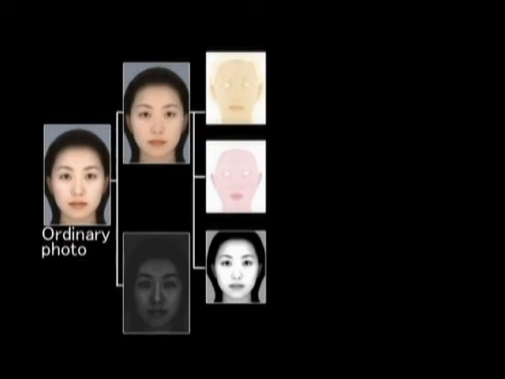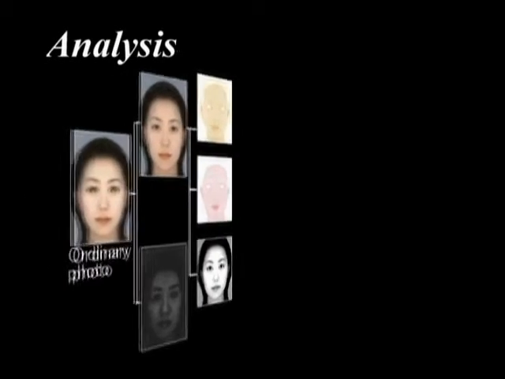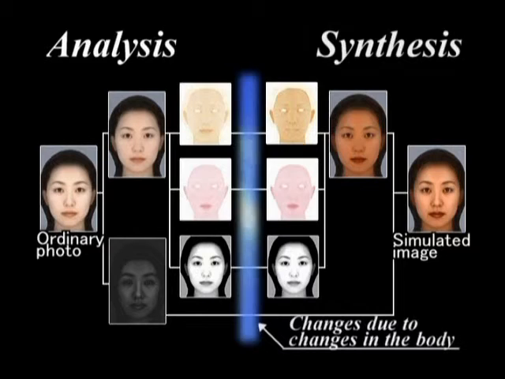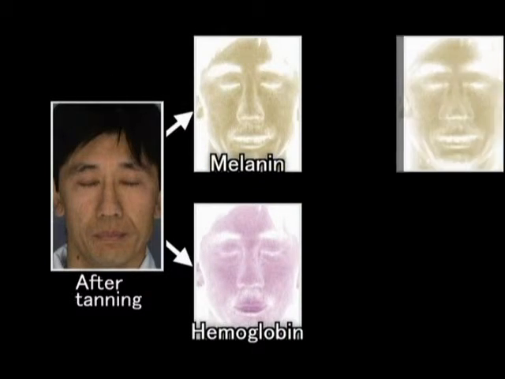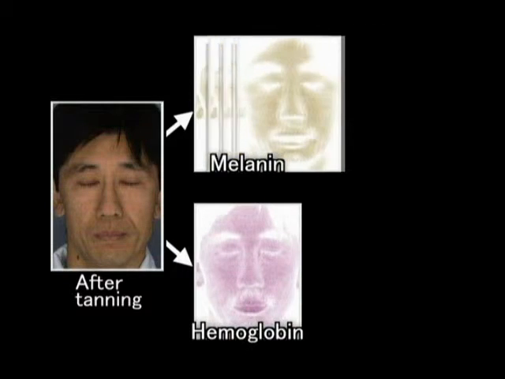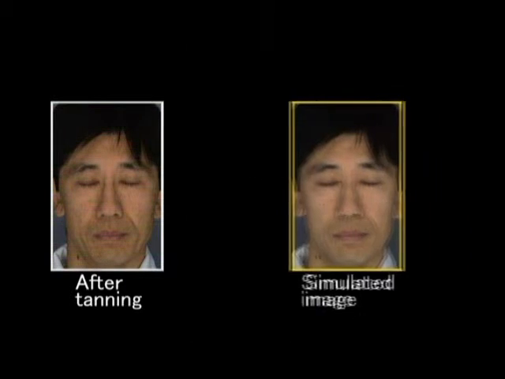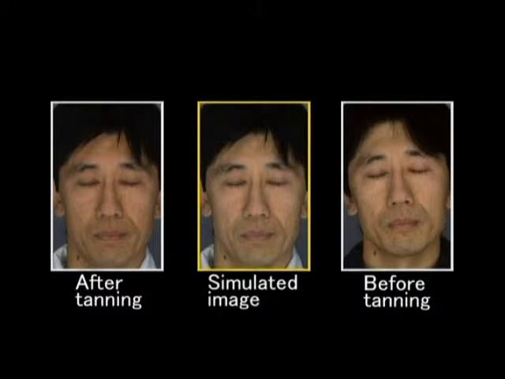Reversing the process of skin image analysis, we were able to develop our synthesis process. Using this technology, the various changes in pigment that occur in response to changes in the body can be simulated. Working with a photo image, here is how it would appear with a lower amount of only melanin pigment. Here we compare the synthesized image of a tanned face with an image of the face prior to tanning.